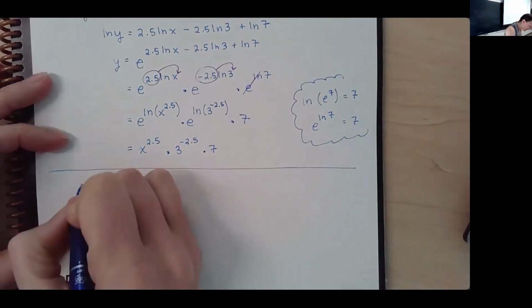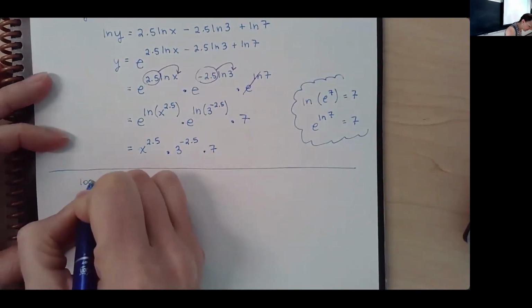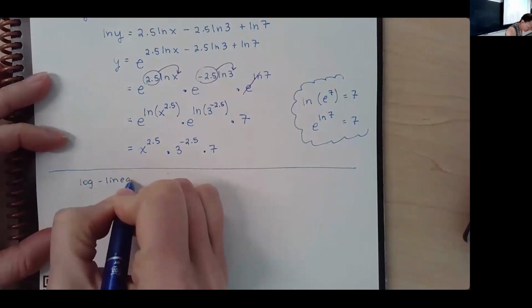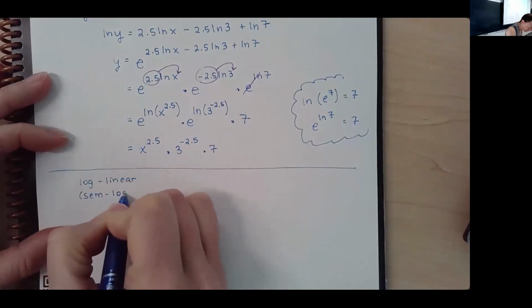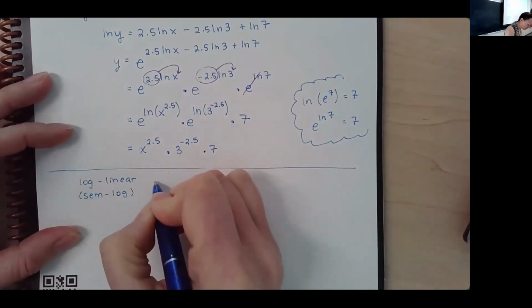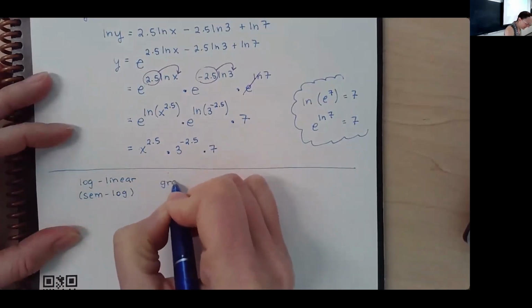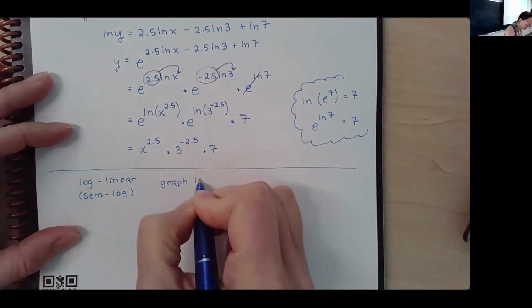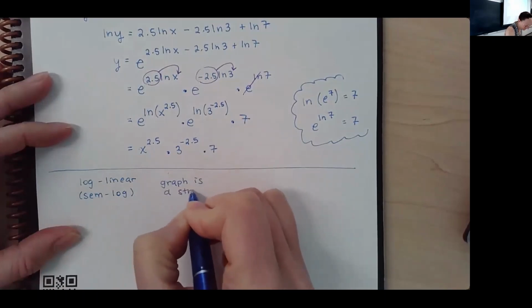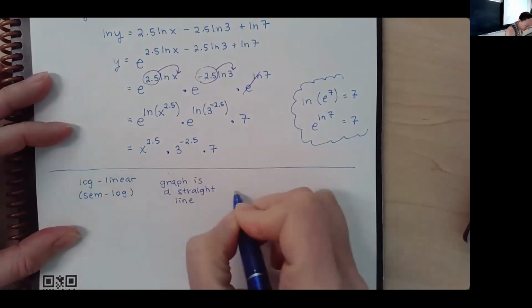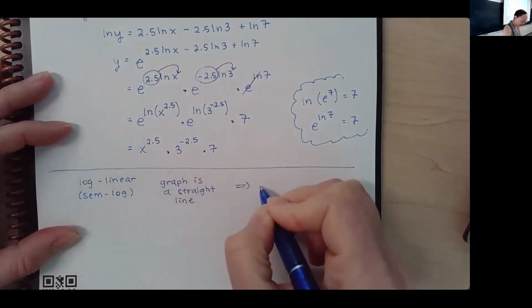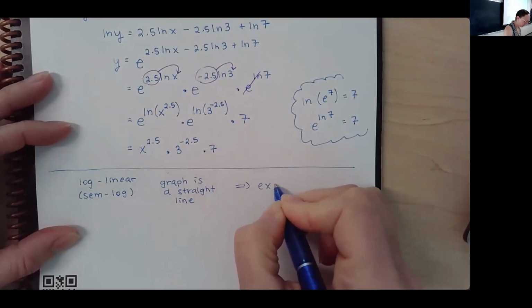So if you have a log linear, which is also called a semilog, and the graph is a straight line, then it came from an exponential function.